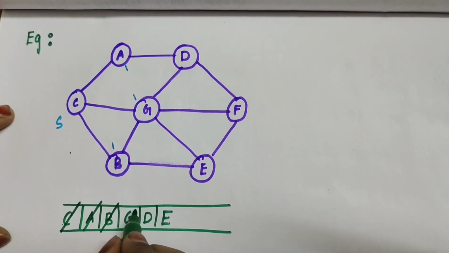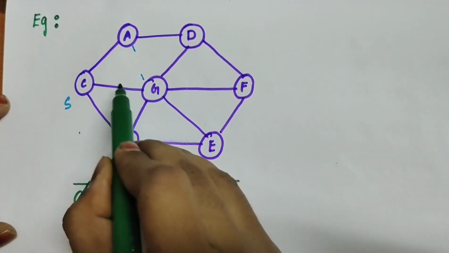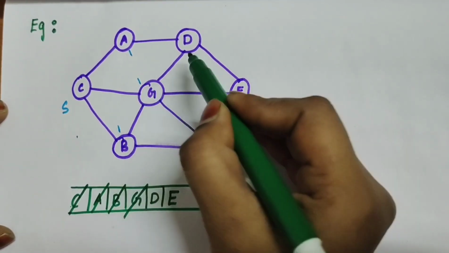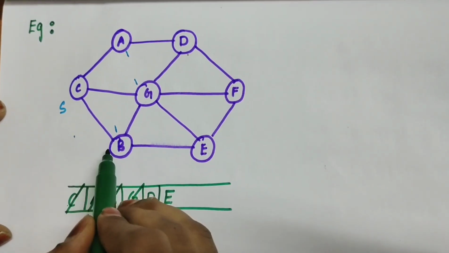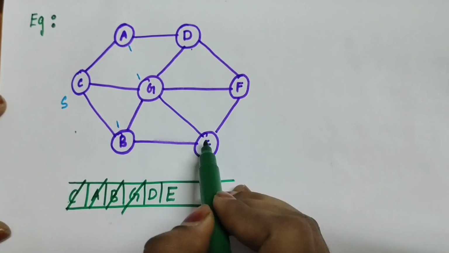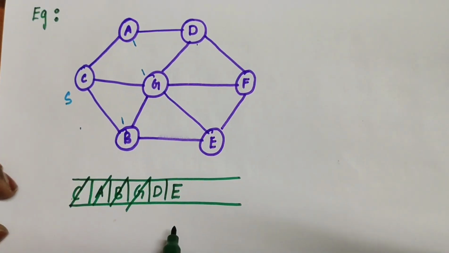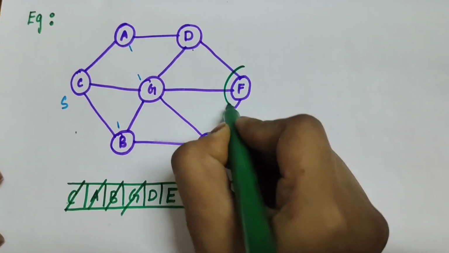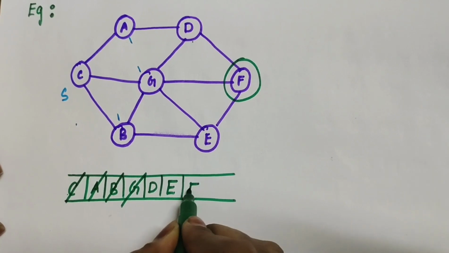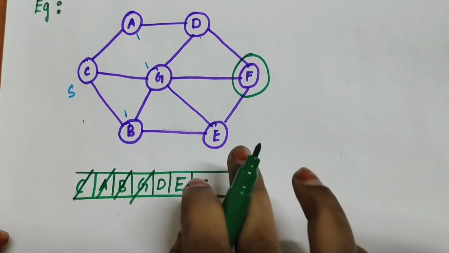Now again we will traverse to G, the last adjacent vertex of C. The adjacent vertices of G are D, F, E, B and C. As I already said, D, E, B, C are already traversed elements, so we cannot include them in the queue. But the only untraversed node is F, so we finally include F. So this is the BFS traversal.